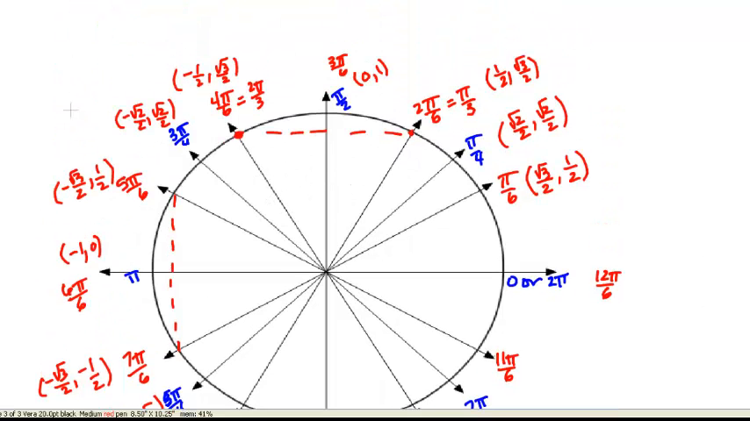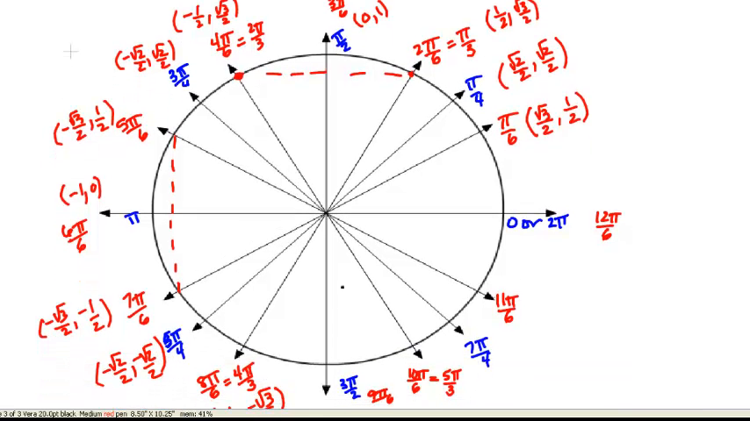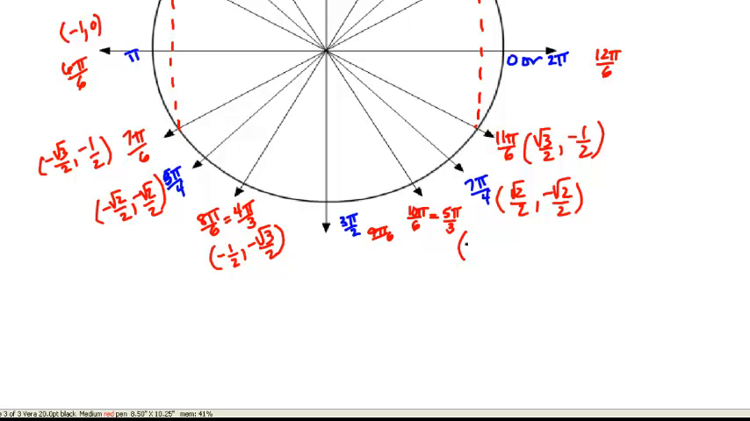And now when I go to the fourth quadrant, all the things are the same, except that now my x values are going to be positive, but my y values are going to be negative, right? So I'm just thinking about flipping these over. And so I'd have square root of 3 over 2, negative 1/2. Square root of 2 over 2, negative square root of 2 over 2. One half, negative square root of 3 over 2, and then we already knew this one, 0, negative 1. Okay.